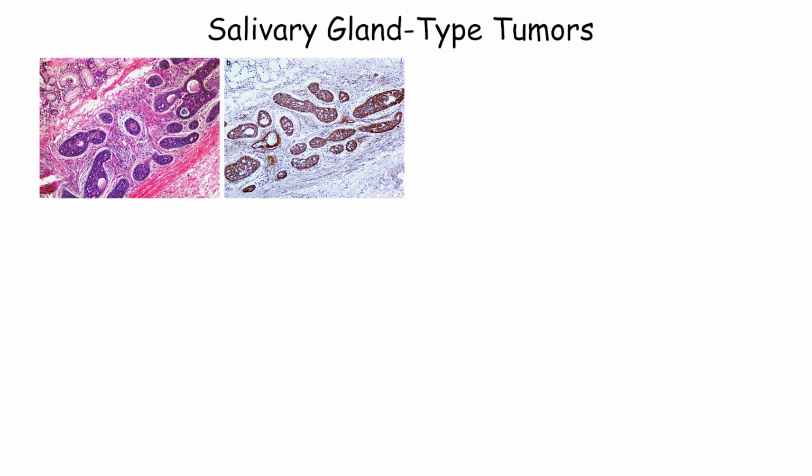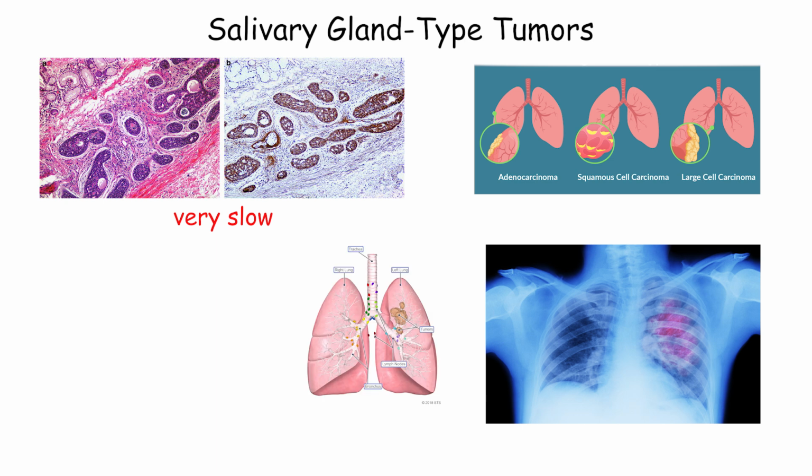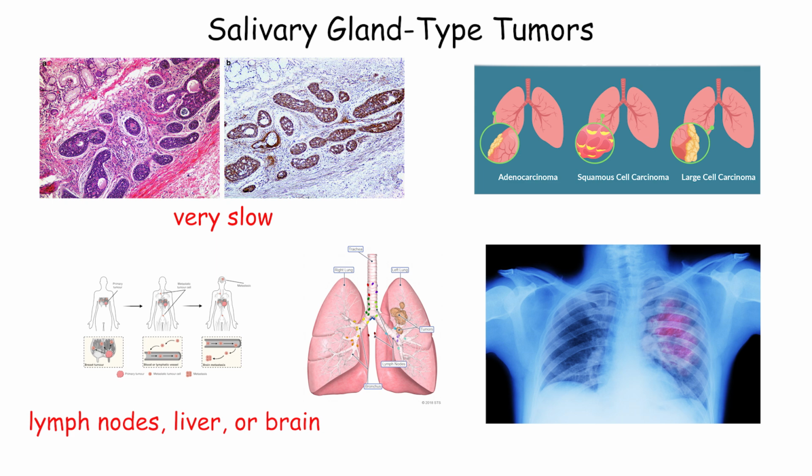The growth of salivary gland-type tumors tends to be slow compared to other lung cancers. If left untreated, these tumors can invade surrounding tissues or metastasize to other parts of the body, such as the lymph nodes, liver, or brain.